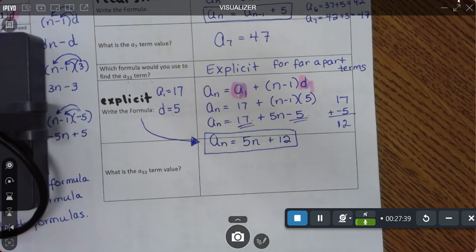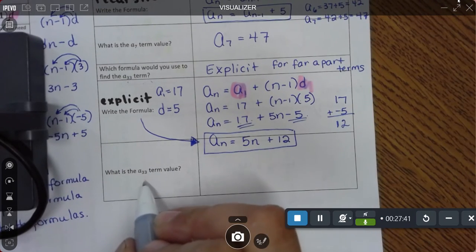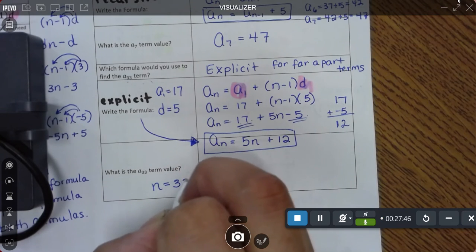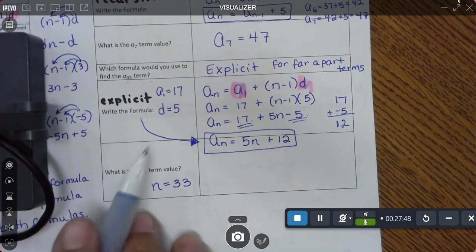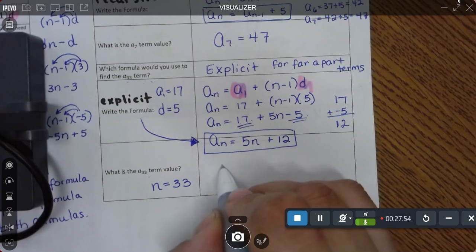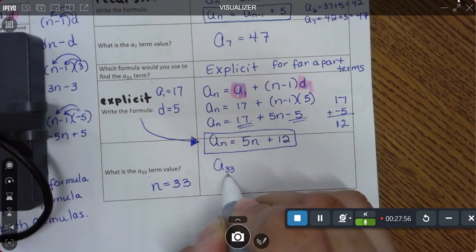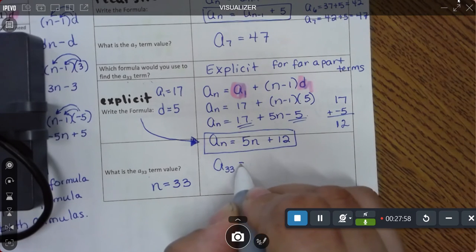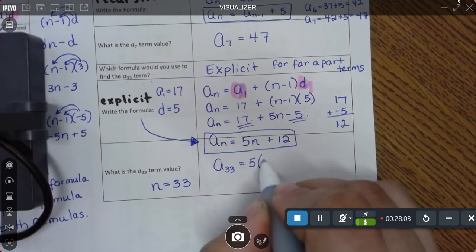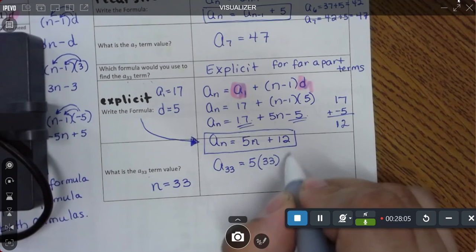Don't be so positive now. All right, a sub 33 term. That means that n equals 33. Okay, so that means that a sub 33, the 33rd term, is equal to 5 times n, which is 33, plus 12.